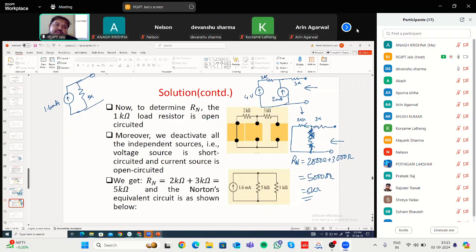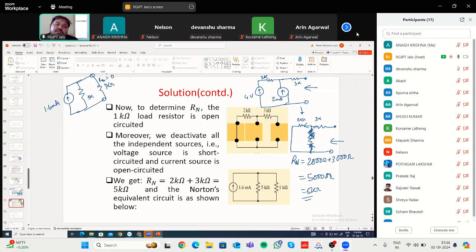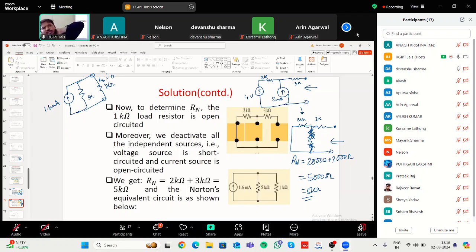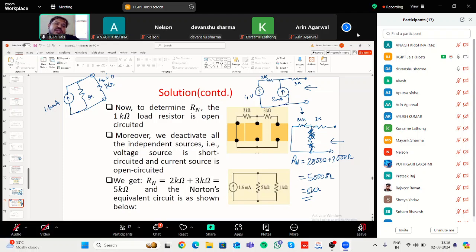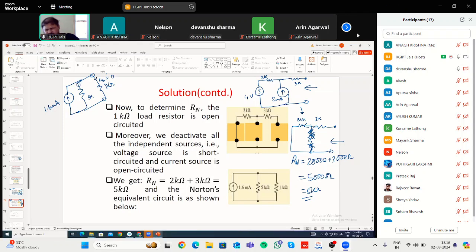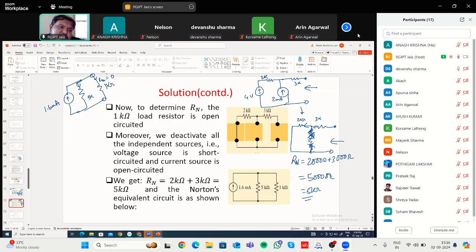And then you will reconnect the load. Load is of 1 kilo ohm, RL. Then let us say you want to find out the current that is flowing through this 1 kilo ohm resistance. Then you have to apply the current law, because this is a current source, and at this point it will divide in two parts. Now, how much current will flow in each part will be given by your current division rule.